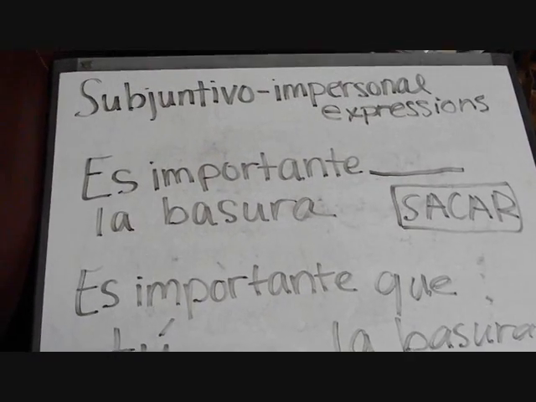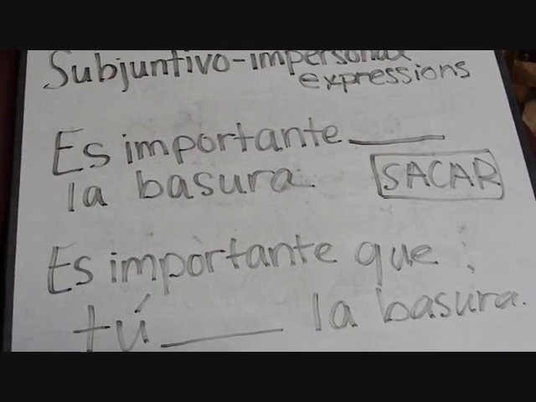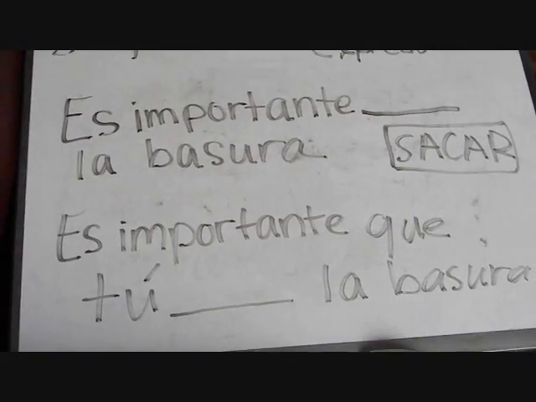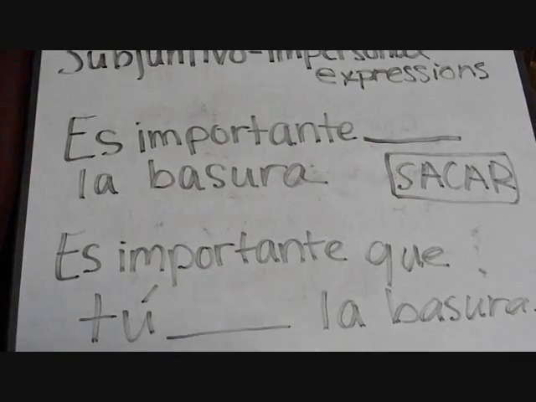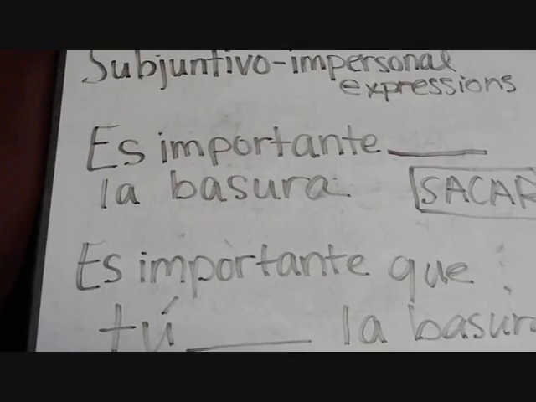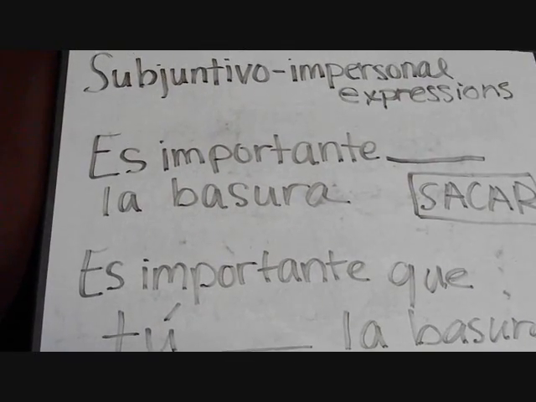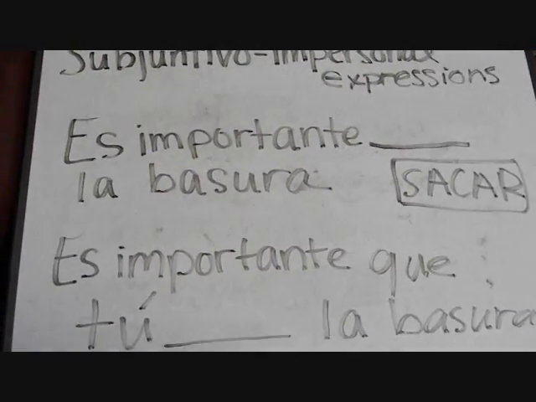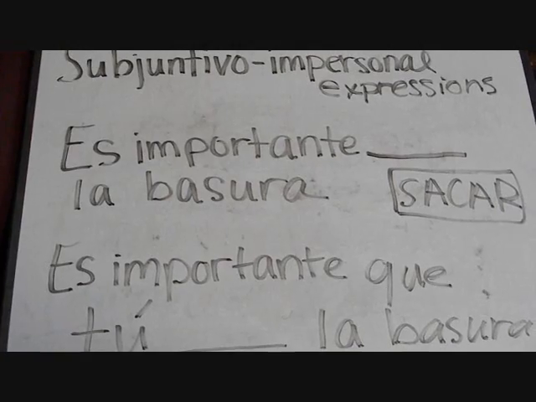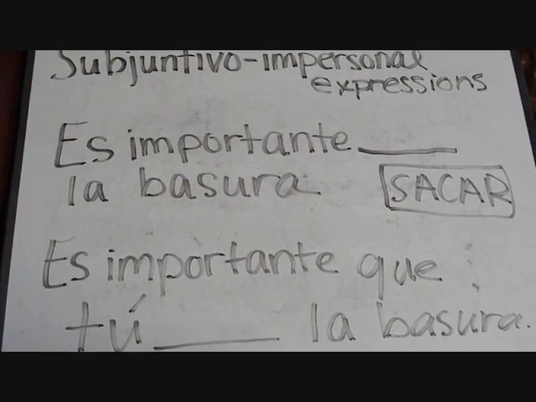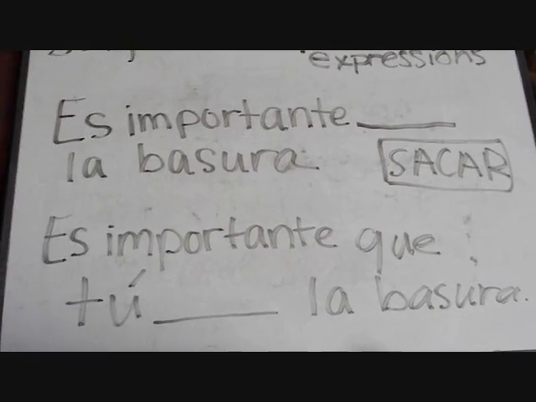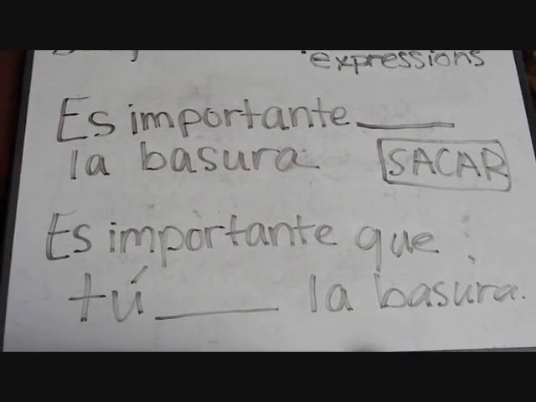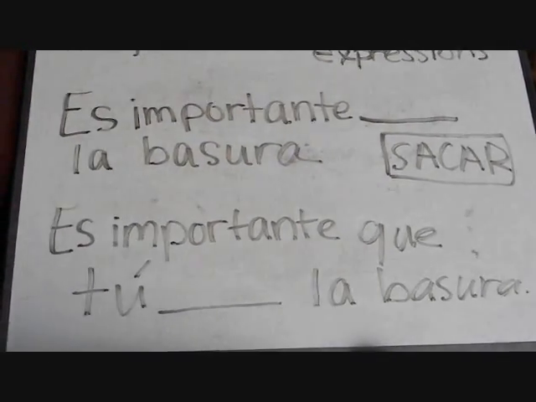So, for our first sentence here, es importante sacar la basura. It's important to take out the garbage. We're not telling someone specifically to take out the garbage. We're not saying it's important for you to take out the garbage or for me to take out the garbage. We're just using a general phrase. So in the first sentence, we are going to use the infinitive form of the verb sacar, which is sacar. Es importante sacar la basura. It's important to take out the garbage.